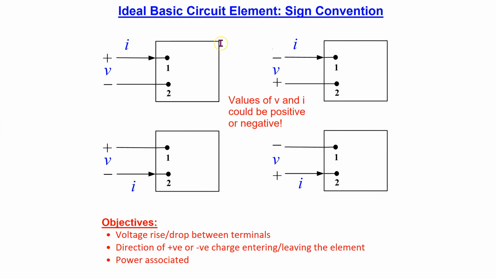In ideal basic circuit element problems, there are four possible ways to assign voltage polarity and current directions. Further, for any given reference polarity and current direction, the values of V and I can be positive or negative. Let us see some numerical examples of how to work out the voltage and current relationships and power associated with an ideal basic circuit element.